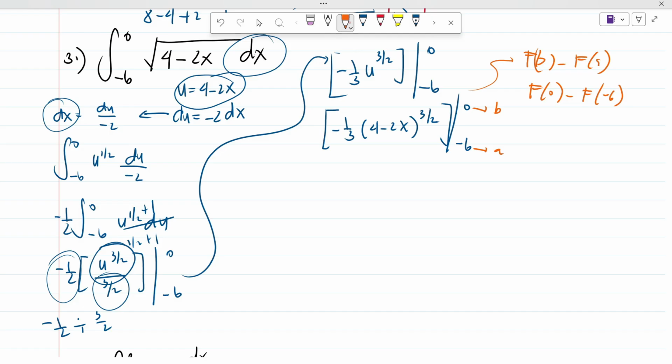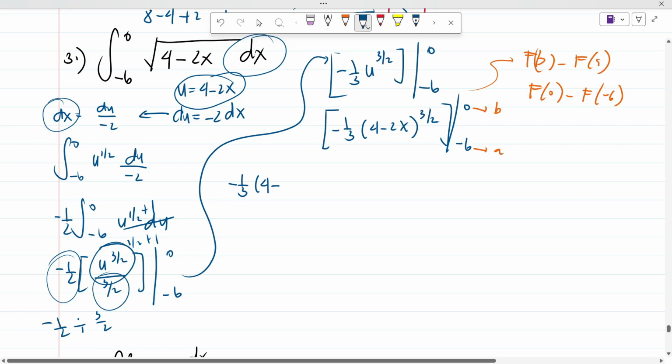Next. Negative 1/3. 4 minus. So, 4 minus 2. Lahat ng x palitan ng 0. Yan guys ha. Then minus, ito yun yung minus. Lahat daw ng x palitan na 6.